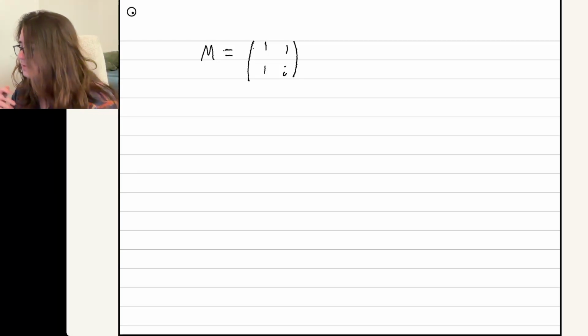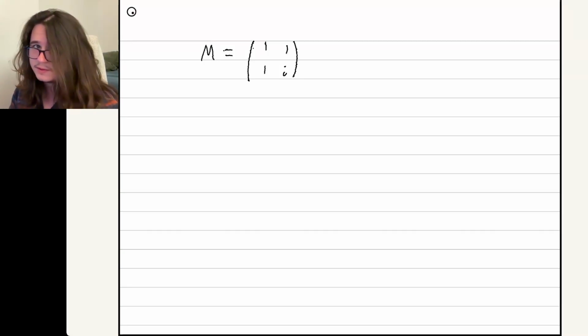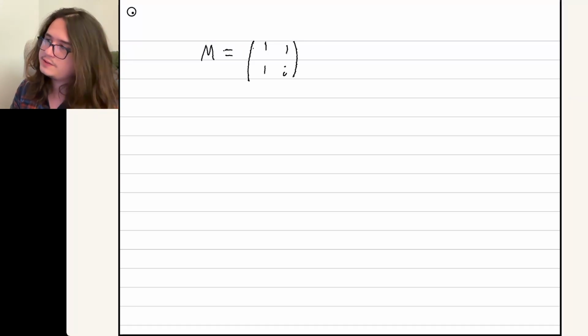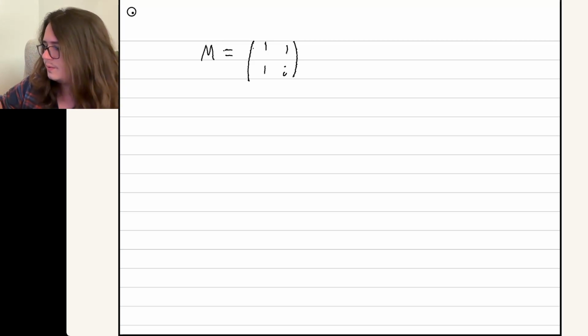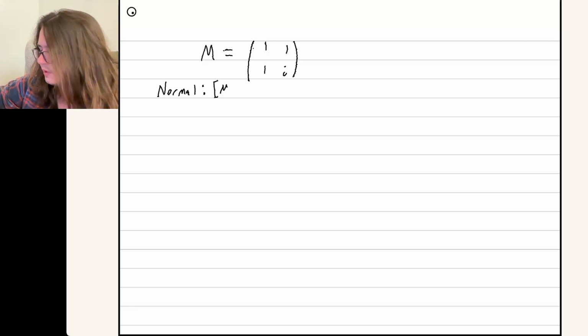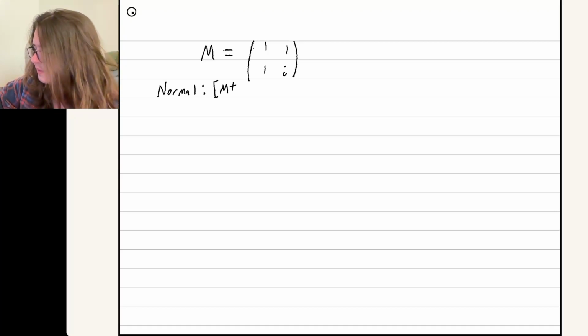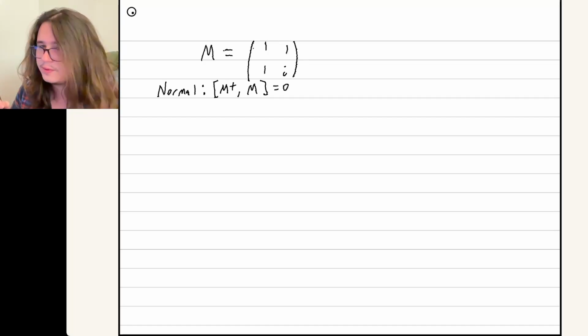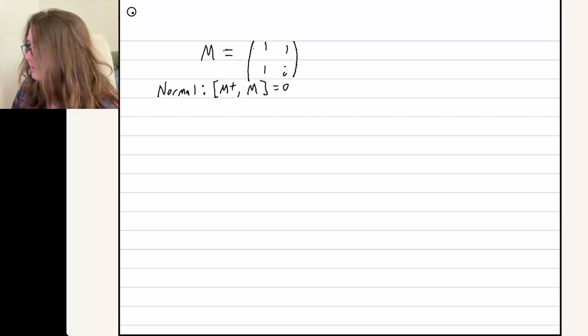Alright, silly people, here's the situation. We have this wacky matrix here, M, and we are asked very simply, is it normal and is it diagonalizable? The condition for normal matrices is that it commutes with its own Hermitian conjugate. So the commutator of M dagger with M equals 0 is what we're trying to find.